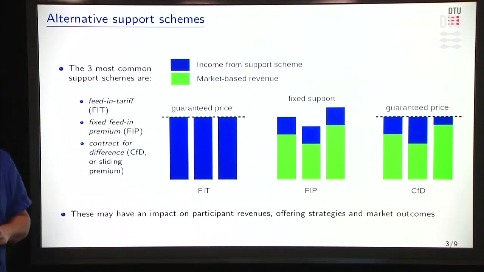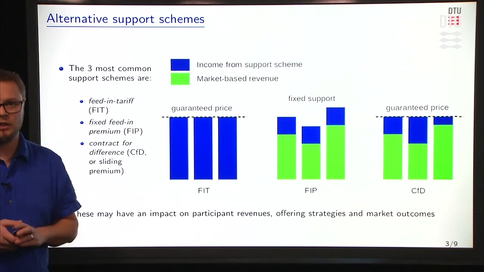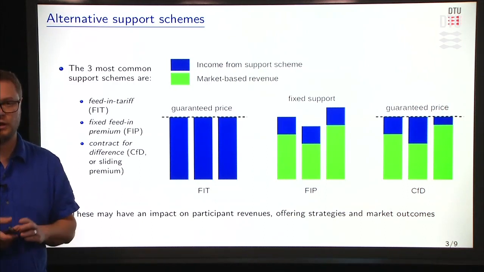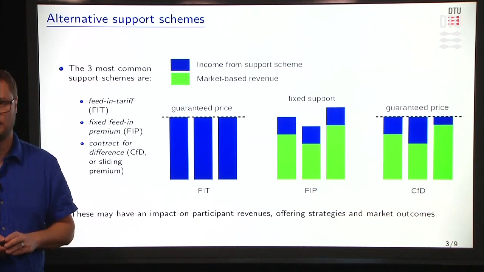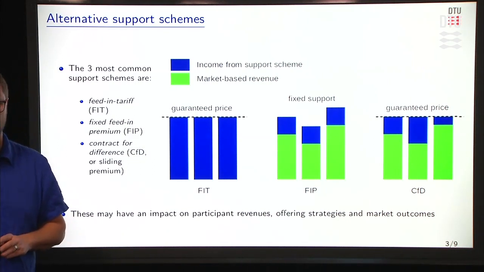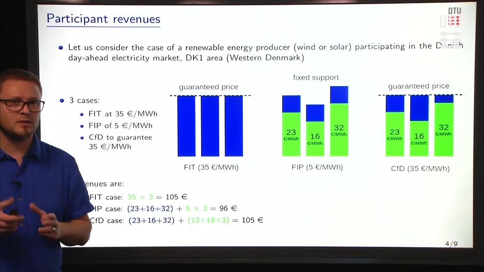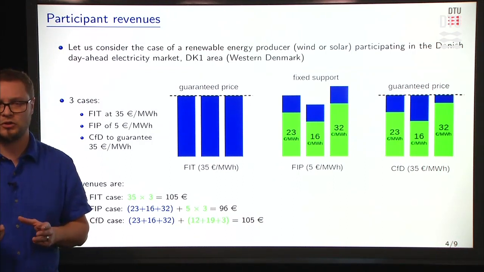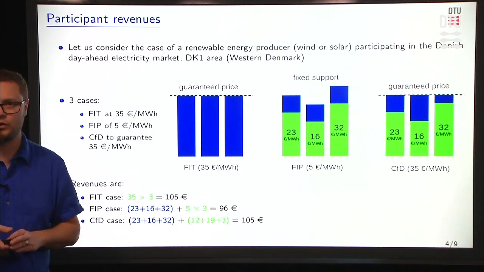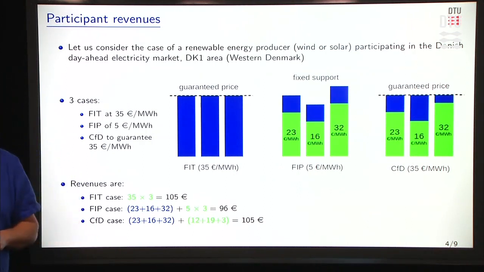These three different alternatives look interesting for supporting renewable energy technologies, but they actually have a varied impact on the participant revenue, on the offering strategies of the participant, and on the market outcomes. Let's look into the three points. First of all, in terms of participant revenue, let's consider the case of a renewable energy producer, wind or solar power producer, participating in the Danish direct electricity market, Western area in DK1.